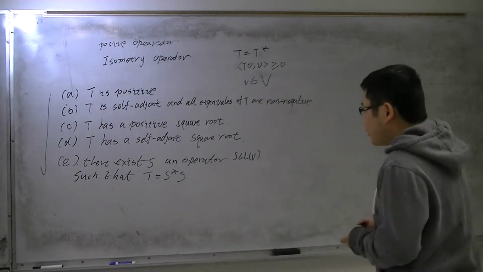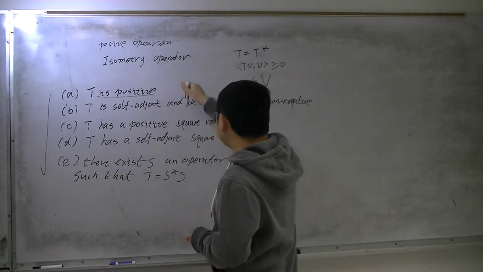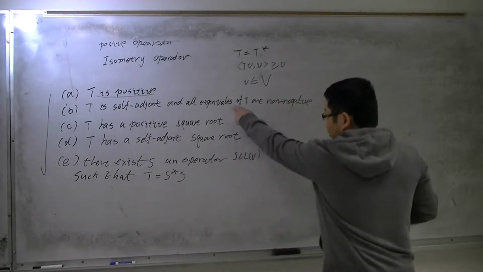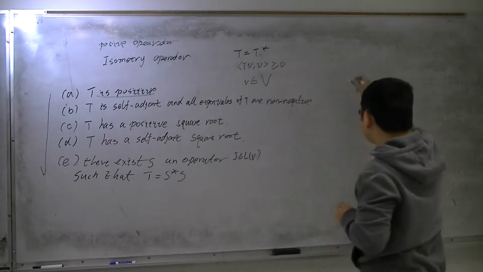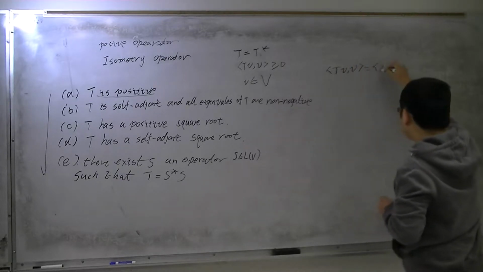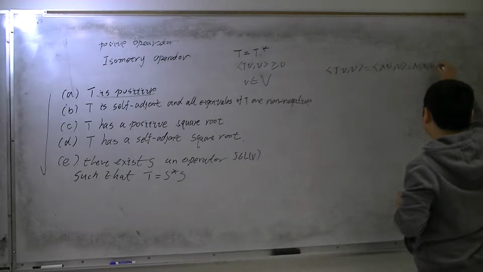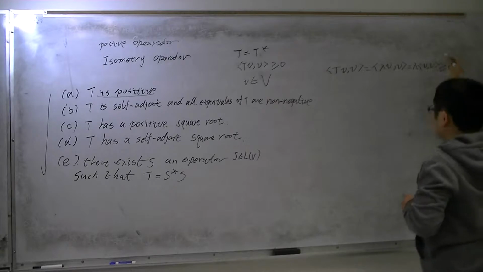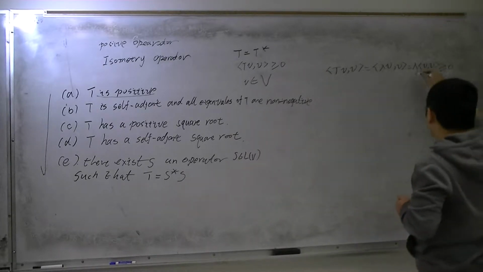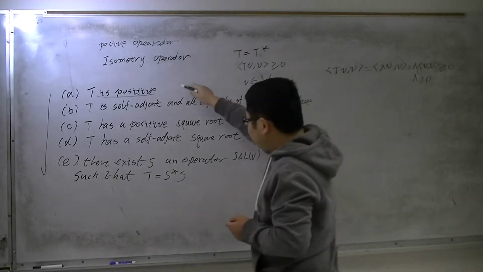First, T is positive. Of course, T is then self-adjoint. This is the definition, and also the eigenvalues are non-negative. This can be proved because T v equals lambda v, so the inner product of T v and v equals lambda times the inner product of v and v. This must be bigger than or equal to 0 from this condition, and the inner product of v with itself is bigger than 0. So lambda is non-negative. So this proves this one.